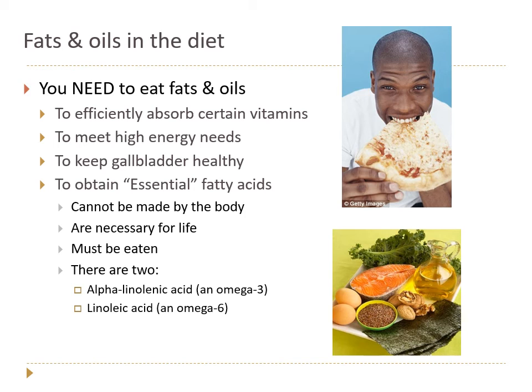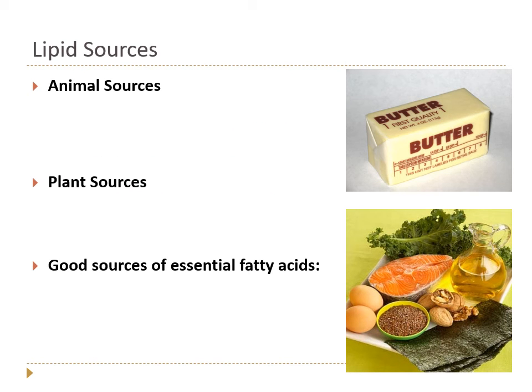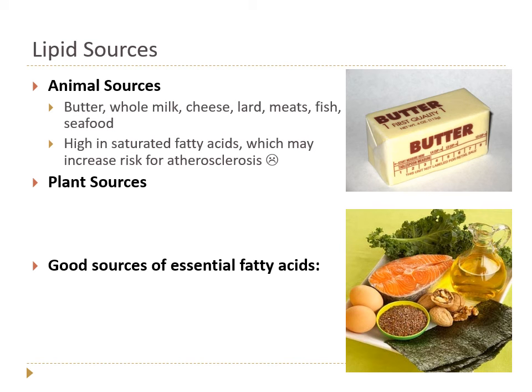So if you've heard people talk about how healthy fats are found in things like salmon and walnuts and olive oil and kale, that's what they're talking about, these essential fatty acids, particularly the omega-3s. So when we look at dietary sources of lipids, right? So animal sources, right? So the dairy products, especially those that we refine to focus on the fat content, like butter, whole milk, cheese, lard, meats, fish, seafood, right? They tend to be very high overall in a type of fatty acid called saturated fatty acids, or saturated fats, which, as we mentioned before, might increase your risk for atherosclerosis.